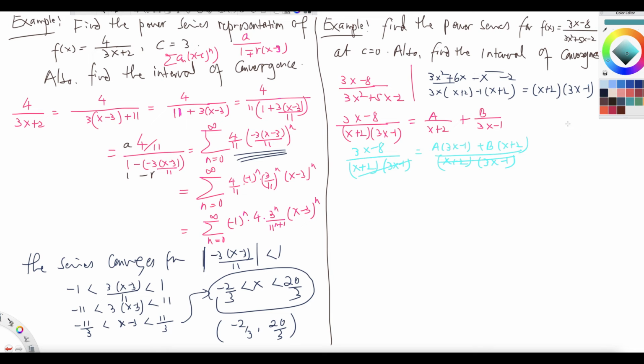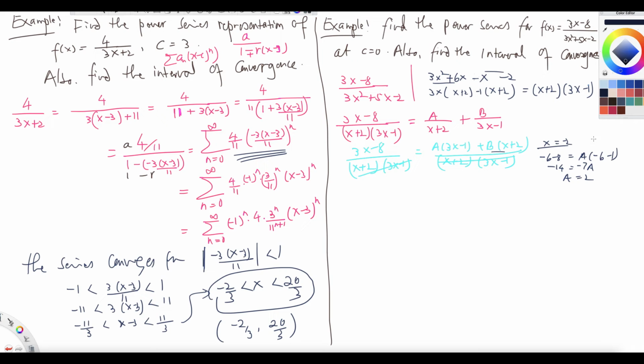Now you pick different values of x. Let me take x equals negative 2. If you do that, you get 3 times negative 2 is negative 6, and negative 6 minus 8 is negative 14. The second term becomes 0. So it will be A times (negative 6 minus 1). So negative 14 equals negative 7A, so A equals 2.